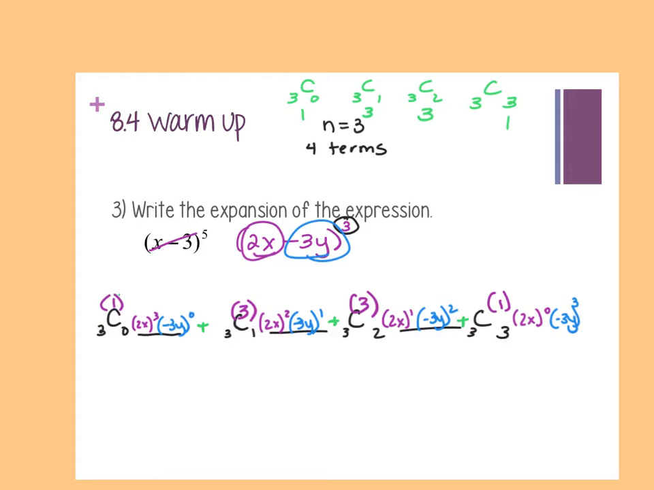So C, obviously, this is going to stay 1. This would be 2 to the third, which is 8 times x to the third. And then negative 3y to the 0 makes it just 1. This is 8x to the third. Then I get 3. This would be 4x squared. And that last one, negative 3y to the first. So I have 3 times 4, which is 12, times negative 3 is negative 36 x to the second, y to the first.